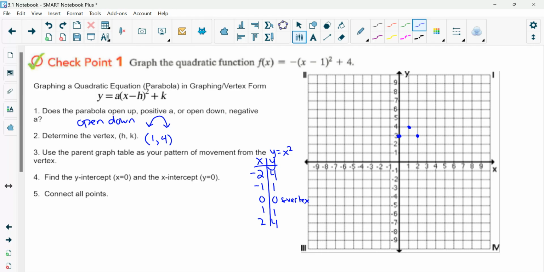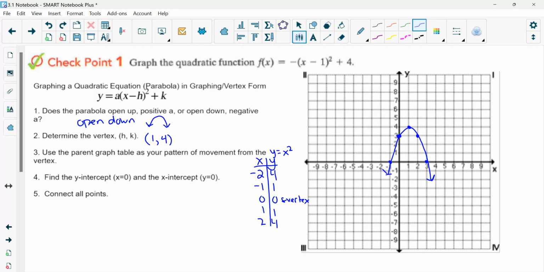And then I can go back to my vertex, and I have to go left 2 and down 4. So here's my vertex, left 2, down 4, right there. And then I'd also have to do right 2 and down 4 as well. And then do your best to connect the points. So we have it graphed.